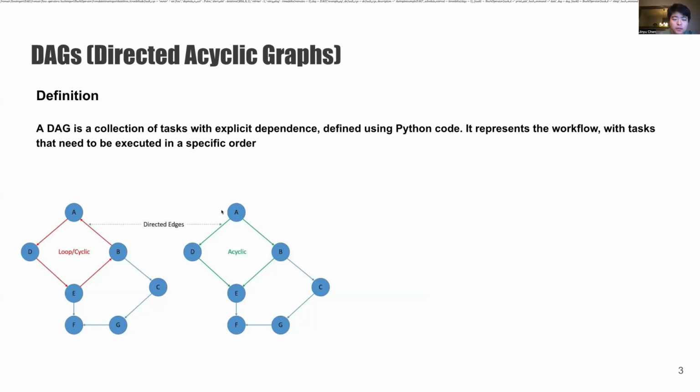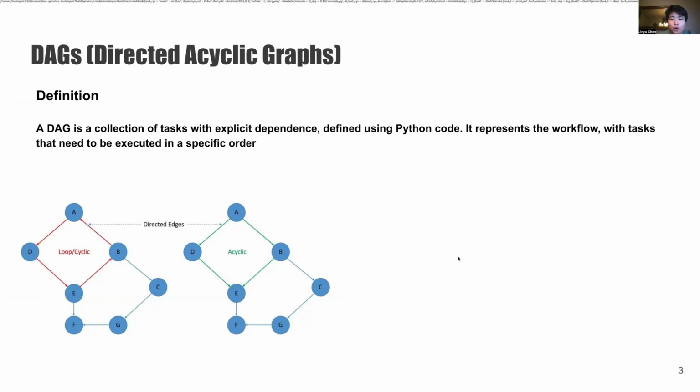Instead, in the second graph here, task A has a downstream of D, which has a downstream of E. Also task A has a downstream of B, which has a downstream of E. So this is the one we can define as a DAG.